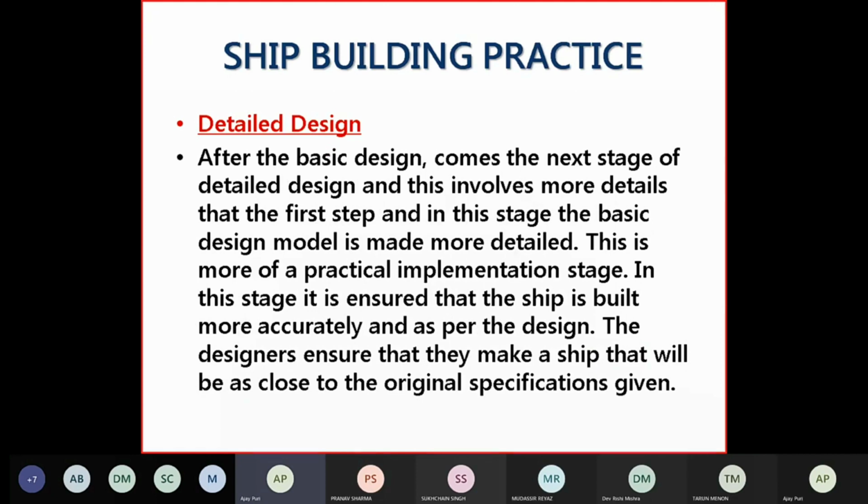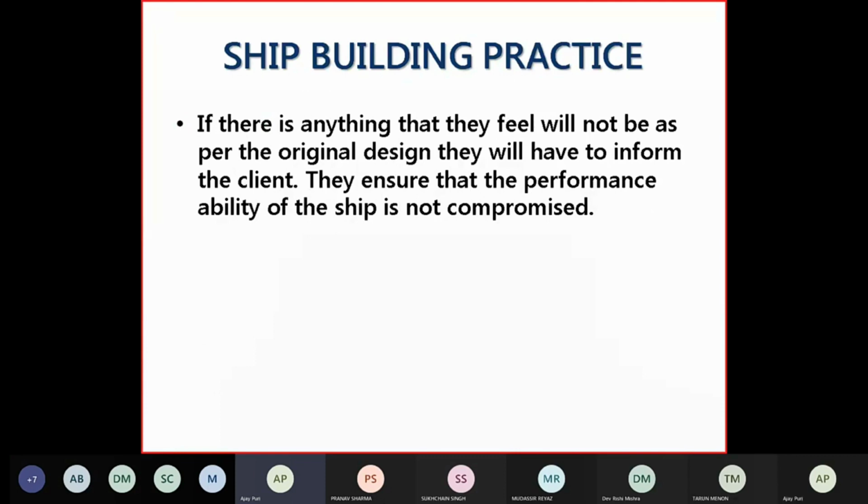Now in detailed design, you have more details than your basic design, and its more practical implementation is understood here because your design has ensured that the ship will be close to the original specifications which were given in the contract. And if they cannot make as per the original design, so they have to inform the client then and there. Otherwise, the performance parameters can be compromised.